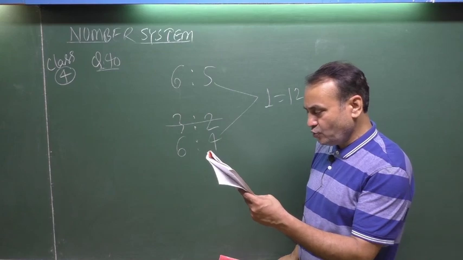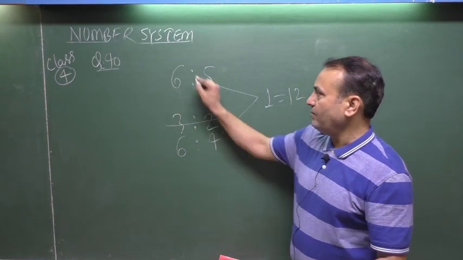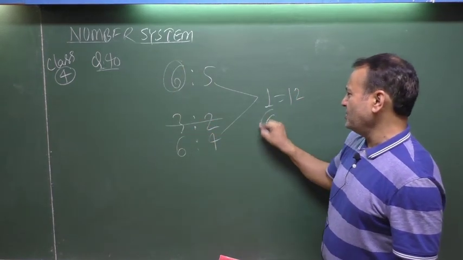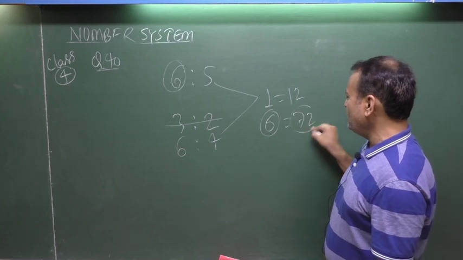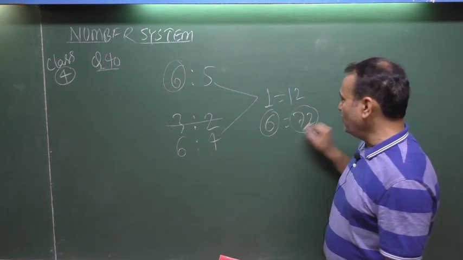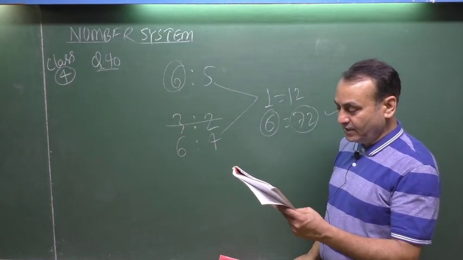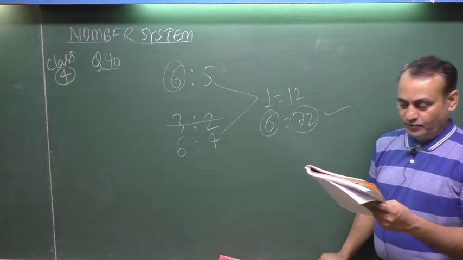That means 1 equals 12. You have to point out the bigger number. That means bigger is 6 units, which equals 6 twelves, 72. This is your final and correct answer. Write down 72.